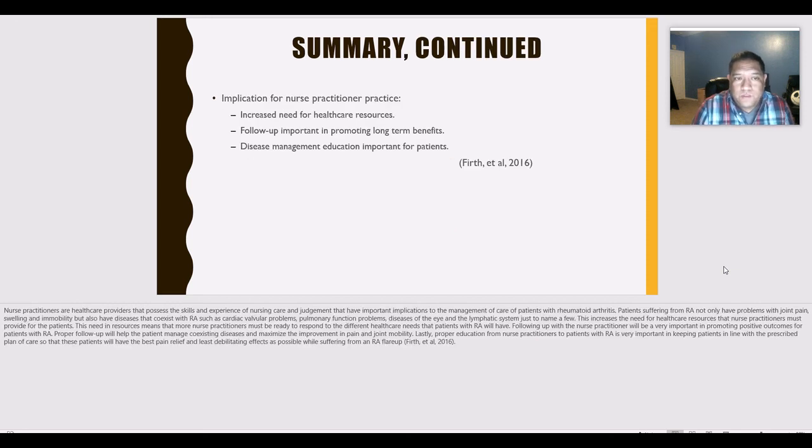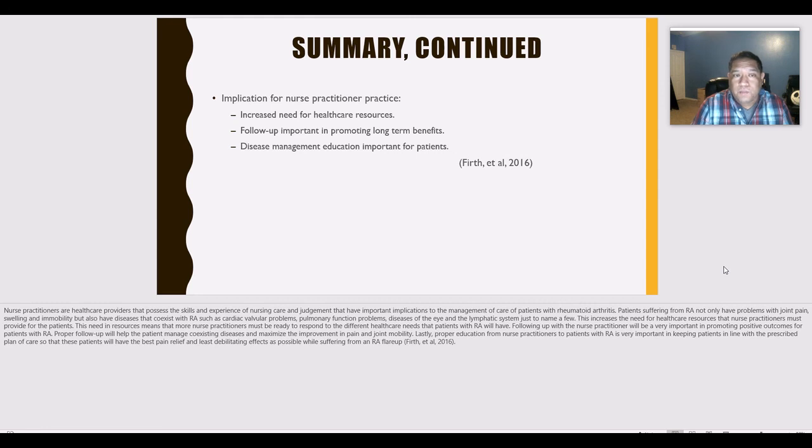So what are the implications for the nurse practitioner? Well, as I said, rheumatoid arthritis goes way beyond your joints. You have all these systemic effects, effects that can affect the whole body. And then you have a patient that's experiencing a lot of immobility and pain.